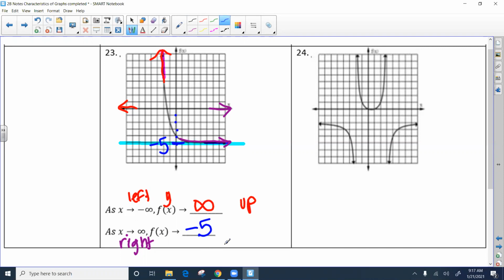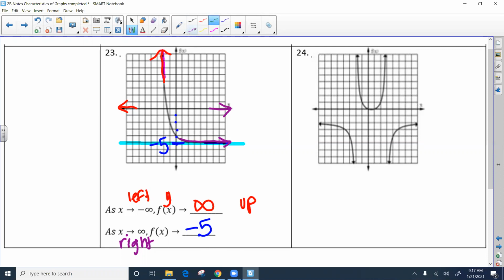Okay, so instead of going up or down, the y values towards the right, as I'm going towards the right, are getting closer and closer to -5. All right, we have one last example. This one doesn't give us the notation to fill in, so we're gonna have to fill in both ends.